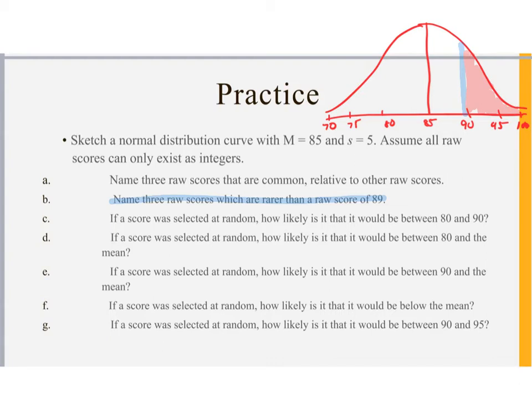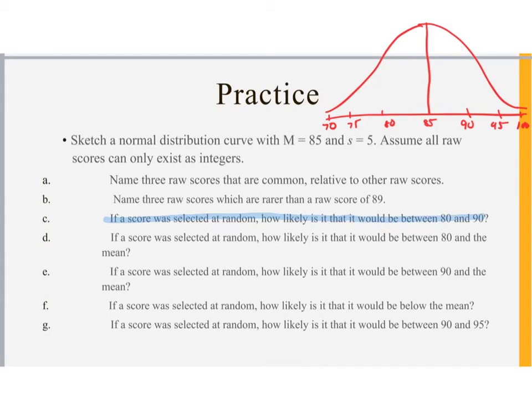But we have another section where things are rarer. Remember that this is symmetrical. So a score of 89 is as common as a score of 81 because they're equally far from the mean. So anything that's below 81, such as 80, 75, 70, 20, 74, those are all rarer than 89 as well. So any number below 81 or above 89 is rarer than 89 because they are further from the mean than the score of 89.